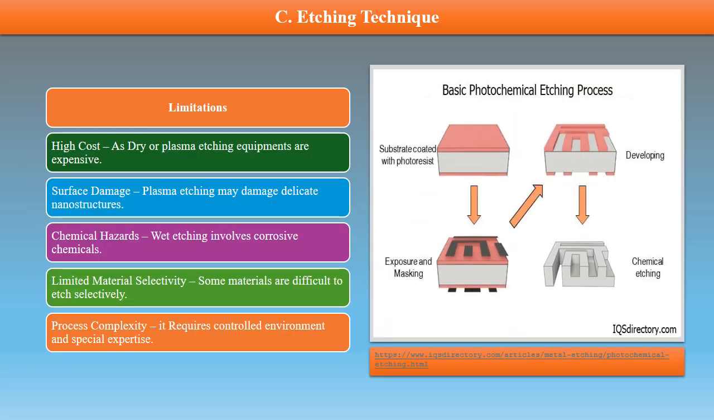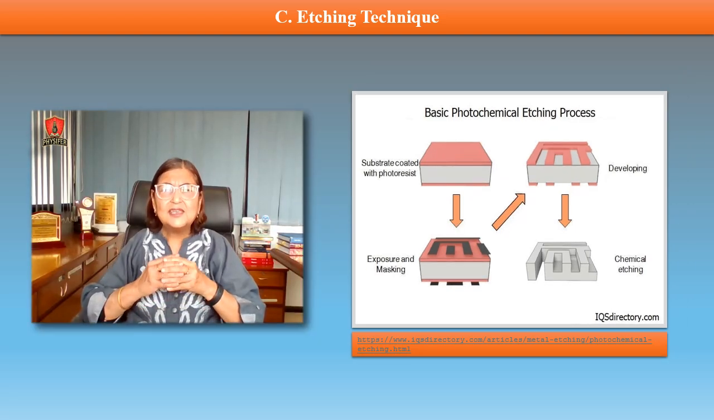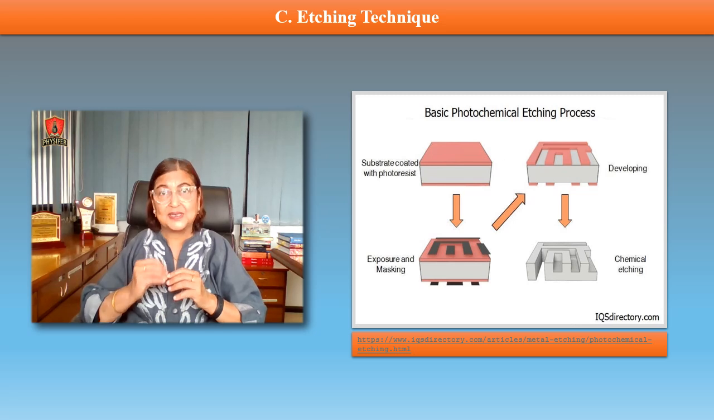The limitations of etching techniques include, first, high cost, as dry or plasma etching equipment is very expensive. Second, surface damage. Plasma etching may damage delicate nanostructures. Third, chemical hazards. Wet etching involves corrosive chemicals. Etching technique has limited material selectivity. Some materials are difficult to etch selectively. Then process complexity. It requires a controlled environment and special expertise.